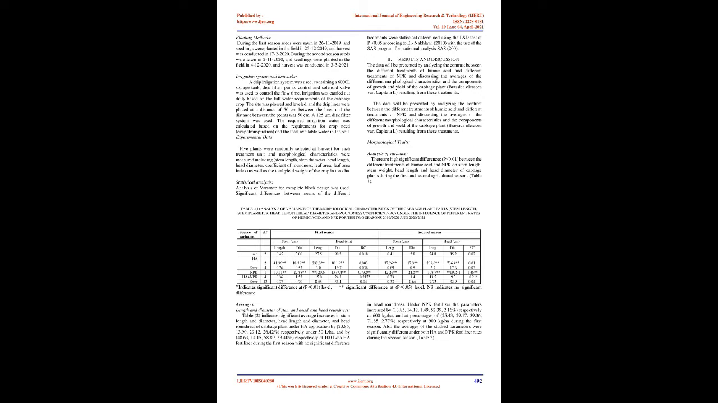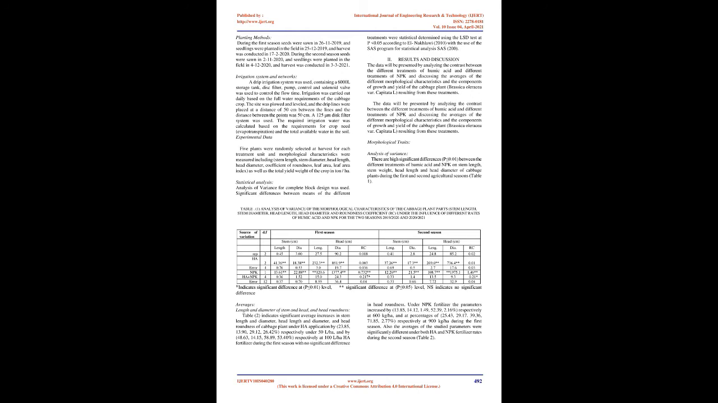The area was divided into plots of 3x3 meters distributed according to the design of the experiment. Planting methods. During the first season, seeds were sown on 26-11-2019, seedlings were planted in the field on 25-12-2019, and harvest was conducted on 17-2-2020.